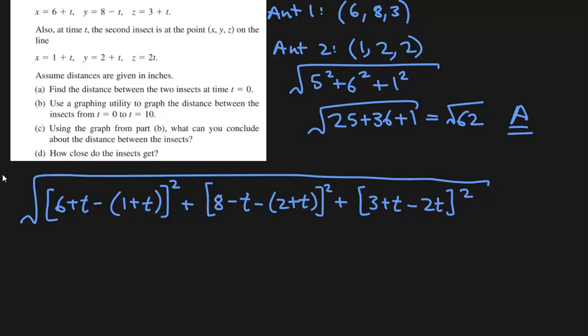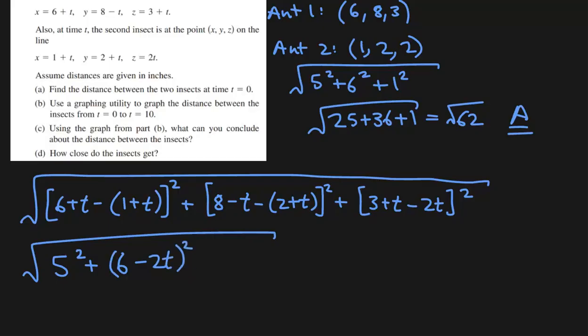So let's simplify this. 6 plus t minus 1 minus t is just going to be 5. So that's nice. That also makes sense because that's what we got in the first part. So at least we know that we didn't do something wrong there. So that's 5 squared plus, what do we get over here? We get 8 minus t minus 2. So that gives you 6. And then you have minus t and minus 2. So 6 minus 2t squared.